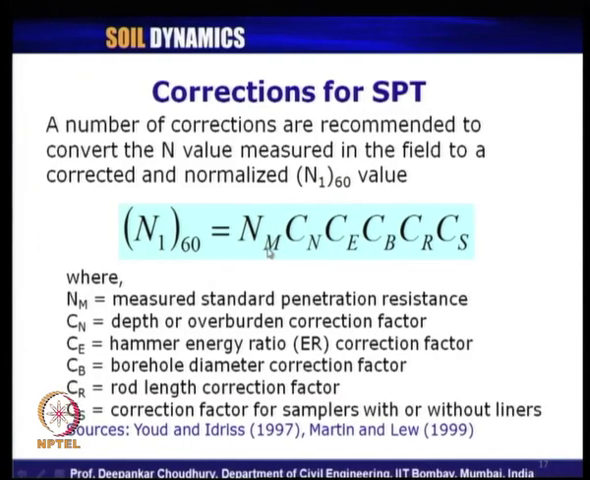where Nm is the raw or measured value of standard penetration number at the site from the last 30 centimeter penetration, the number of blows required for that in the standard SPT test. And what are the different correction factors we have seen? Cn is the overburden correction, Ce is energy correction, Cb is borehole diameter correction, Cr is rod length correction, and Cs is sampler correction factor.